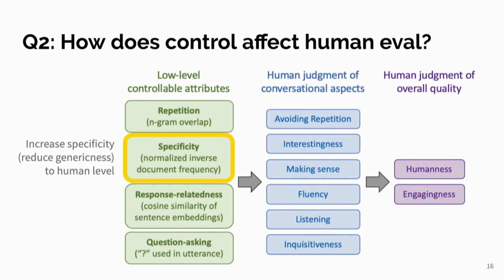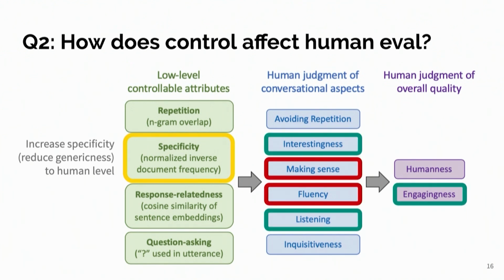Secondly, we found that when we increase the specificity, that is make it less generic, make it more of a human level of genericness, then we got better scores of interestingness and apparently how much we seemed to be listening, and it was also more engaging overall. Although we did find that we got slightly worse scores on making sense and speaking English naturally, probably because we were generally taking more risks with what we were saying, therefore sometimes we went wrong.